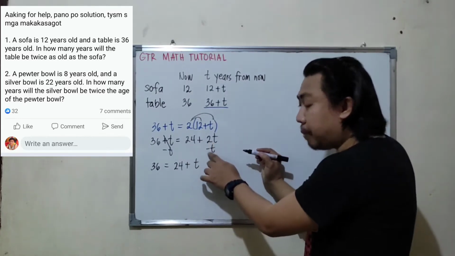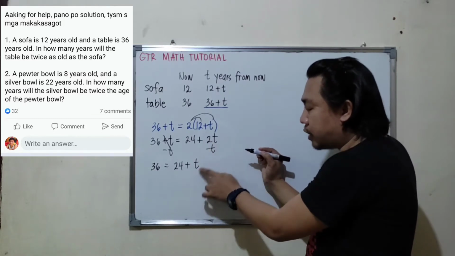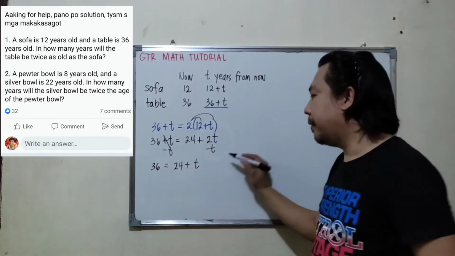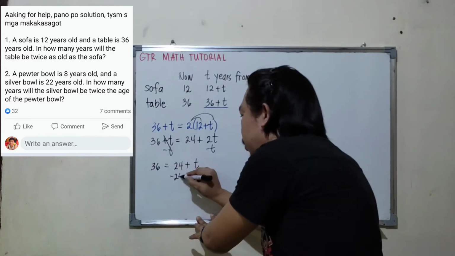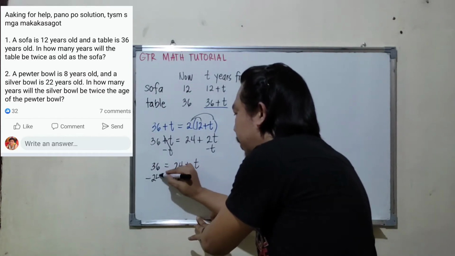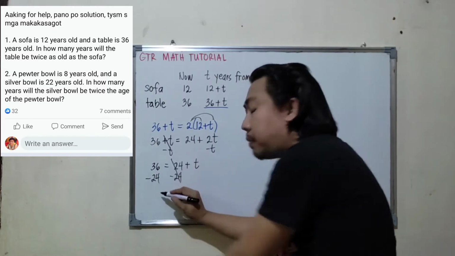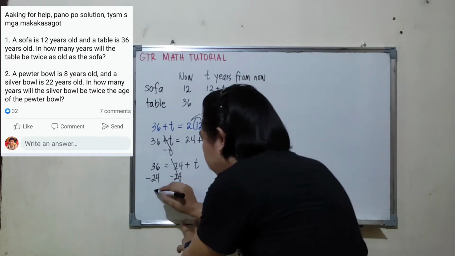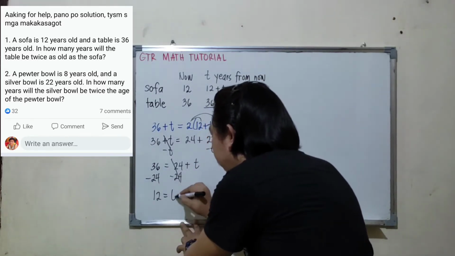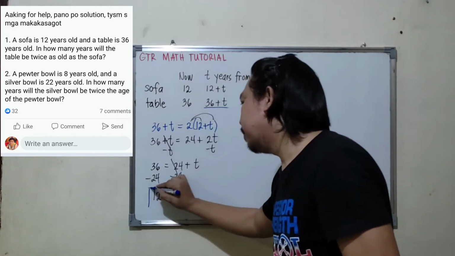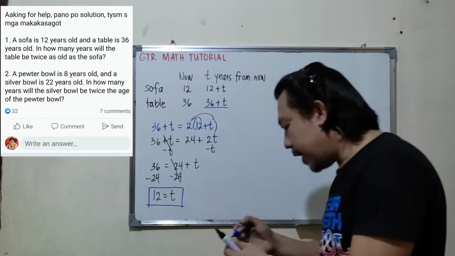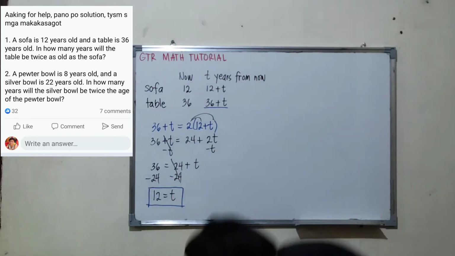Okay? 2t, may 1 to. So, 2 minus 1. So, that is 1t na lang, or simply t. Then, tanggalin yung 24. So, lipat sa kabila. So, subtract 24 to both sides. So, wala na to. 36 minus 24, so that is equal to 12. So, therefore, ang sagot natin ay t is equal to 12. So, in 12 years, magiging twice as old na sila.